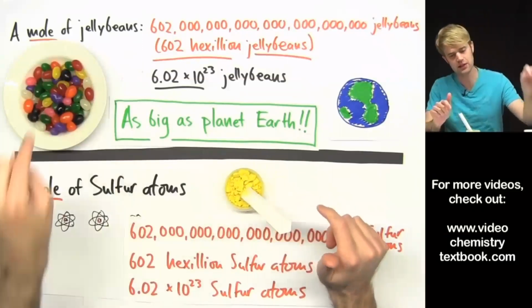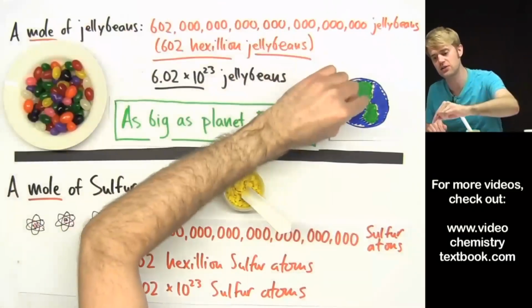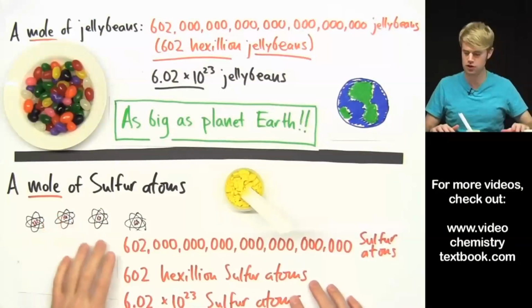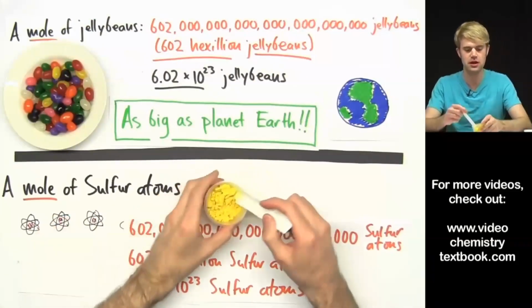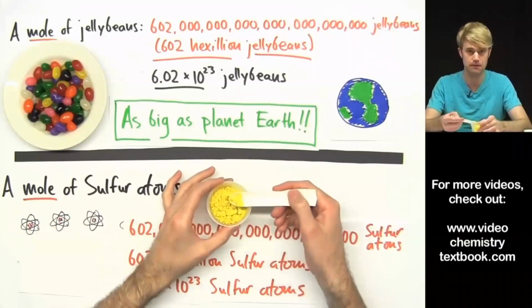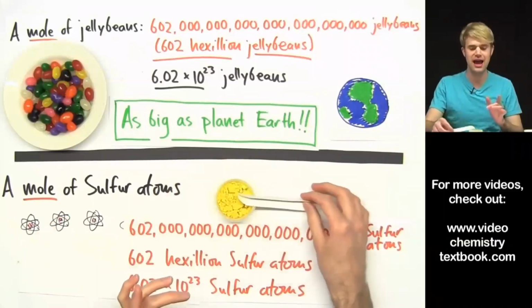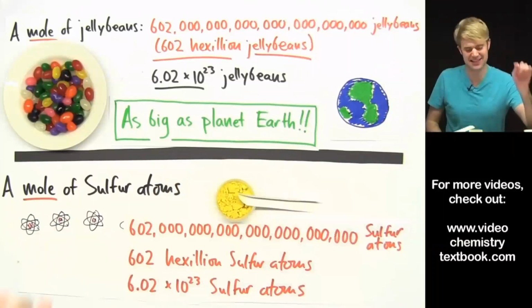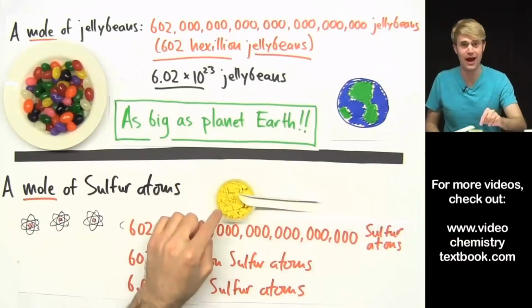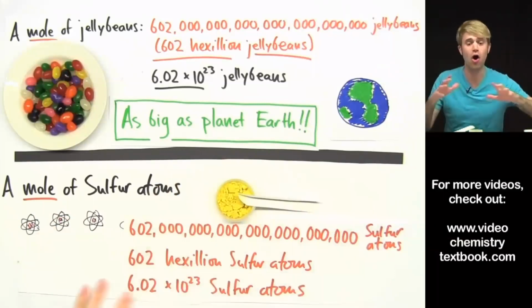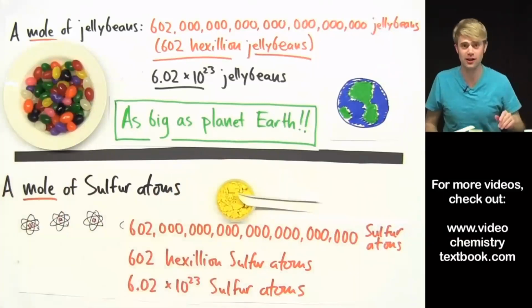Now, 602 hexillion jelly beans would be the size of the planet Earth. 602 hexillion sulfur atoms can fit in this little dish. This shows us how absolutely tiny a sulfur atom is, how tiny all atoms are compared to a jelly bean.